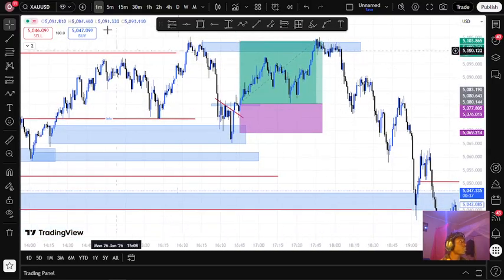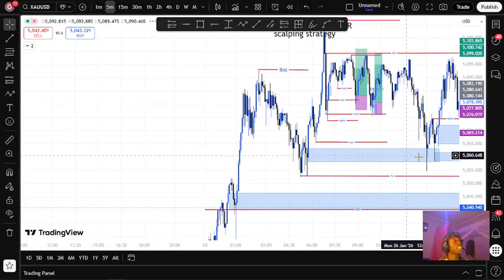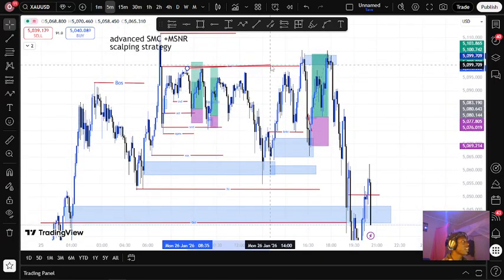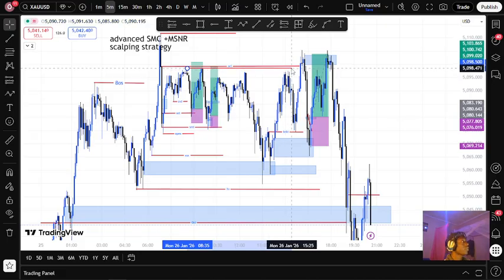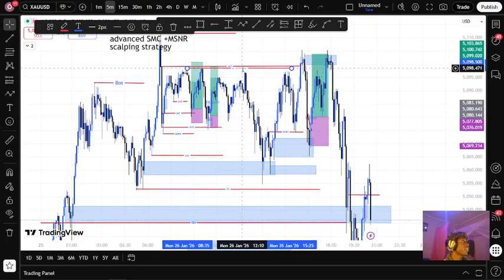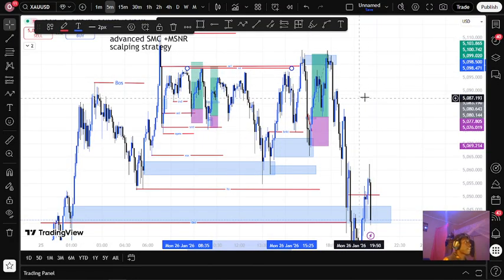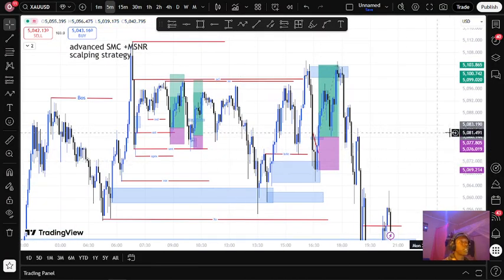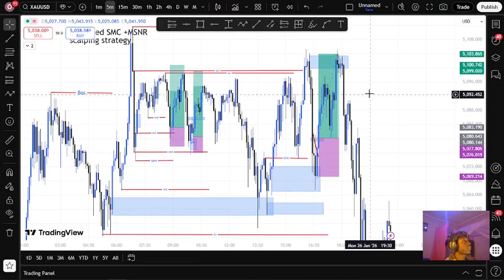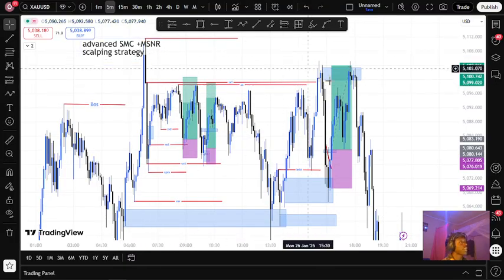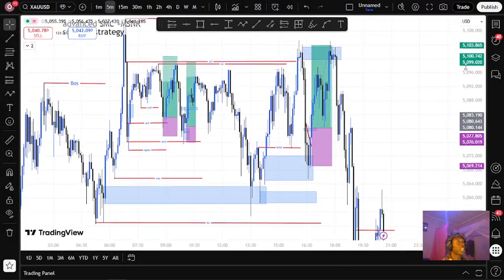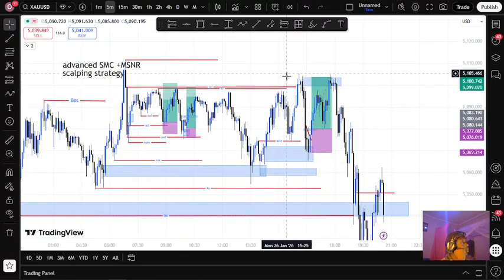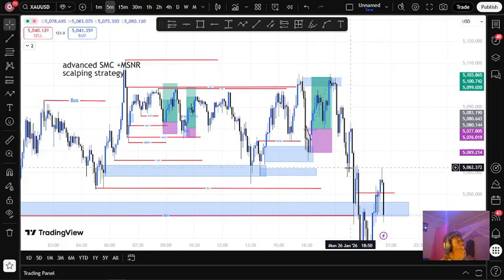After it reached this point, you can see that in 5 minutes it tapped the OCL after sweeping this liquidity. After sweeping that liquidity, it tapped the OCL, then reacted off. I don't know why I missed this trade here. I was actually anticipating the price to mitigate this order block here before selling.